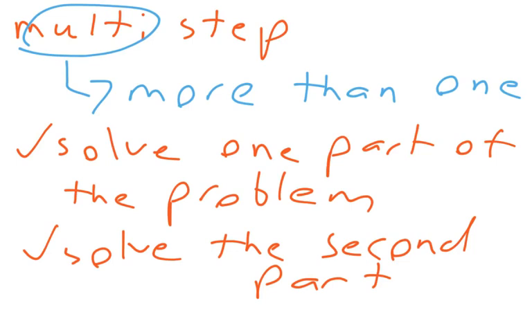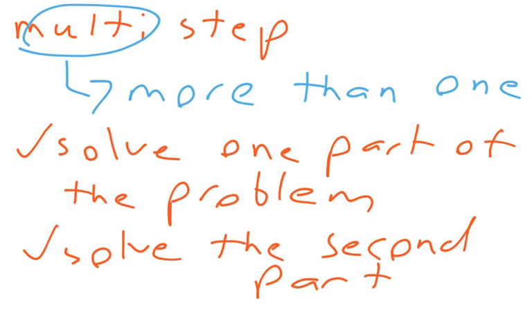If something is multi-step, multi means more than one. So this means that you are going to be doing more than one step. You're going to be doing more than one problem or more than one part of a problem. You have to solve one part of the problem, and then you solve a second part, basically.